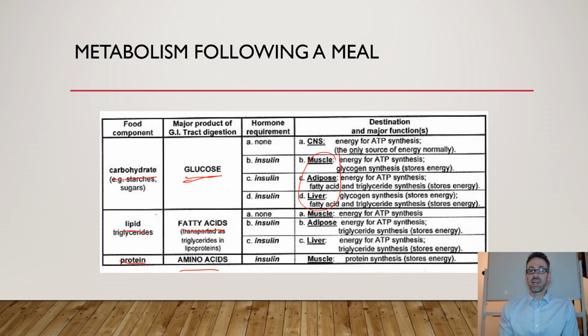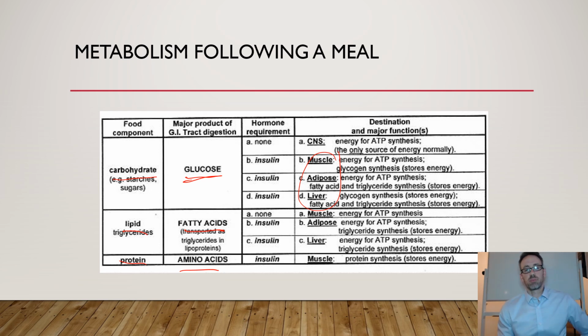Now, when it comes to fatty acids, same thing, we're going to be talking about insulin. As fatty acid levels rise after a meal, you'll notice that skeletal muscle doesn't necessarily need insulin to take up the fatty acids and use them for energy. But adipose will use it for energy, and it'll also convert these fatty acids into triglycerides for storage in the adipose tissue. And the liver will also take up the fatty acids, maybe use some for energy as well, and also convert some of that into triglyceride synthesis, again for storage as fat.